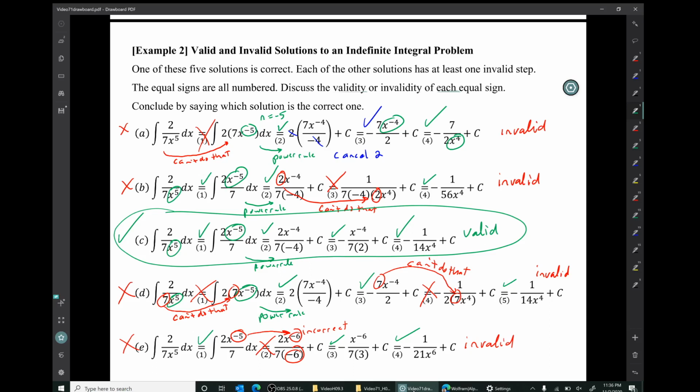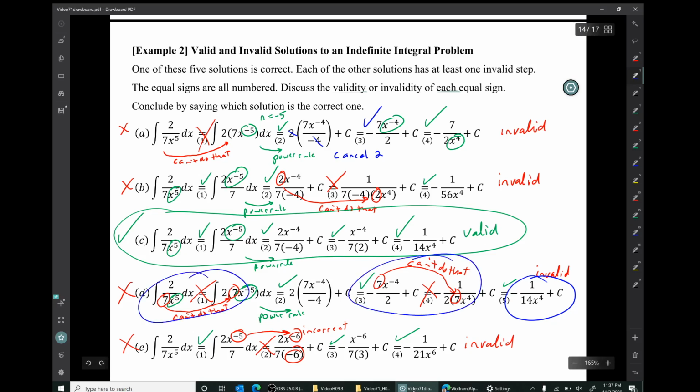But wait a second, look at solution D. Solution D came up with the right answer. Isn't that okay? Does it really matter that some mistakes were made along the way? Isn't this right because the answer is right? Well, no, if you think about it, look at all of those solutions. Solution D is the worst one. It has 2 mistakes. It has a mistake there and another mistake there. Happened to give the right answer, but this is a terrible solution.